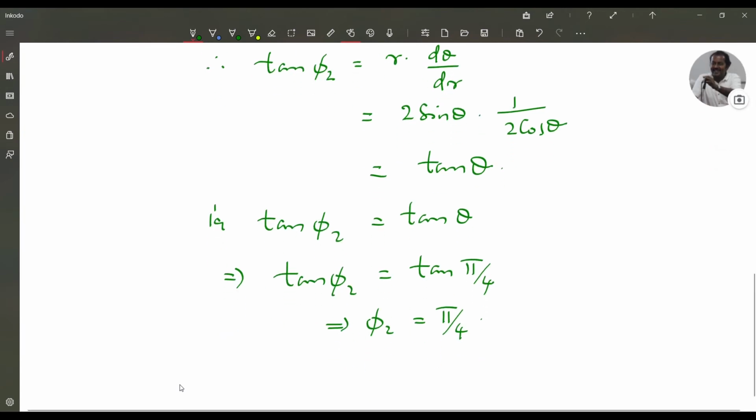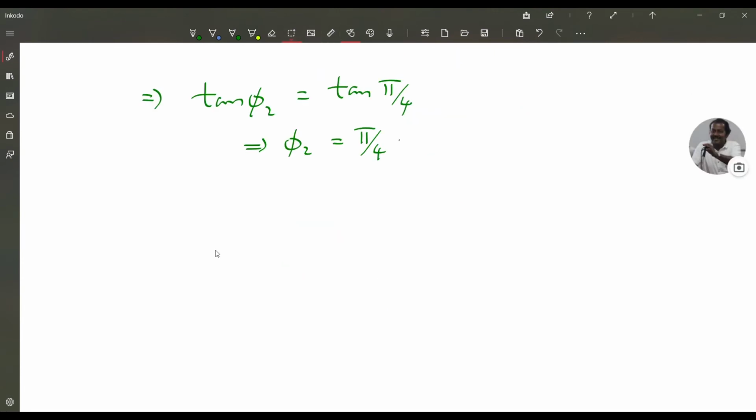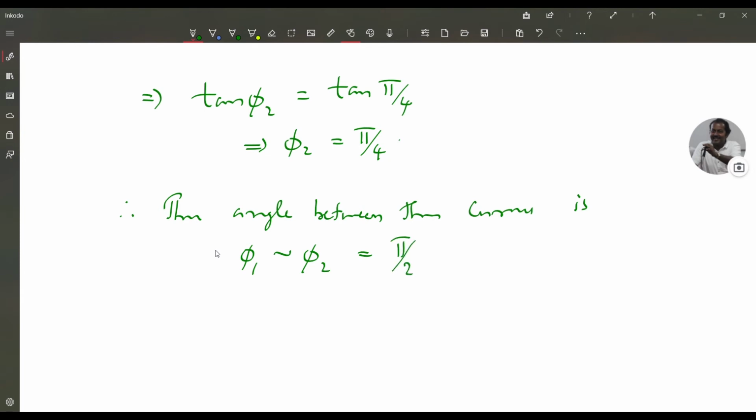Therefore, the angle between the curves is phi 1 minus phi 2. So this is pi by 2 minus pi by 4, which is equal to pi by 4. So the angle between these two curves is pi by 4.